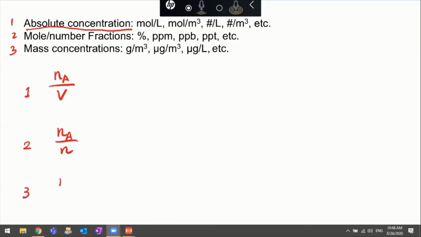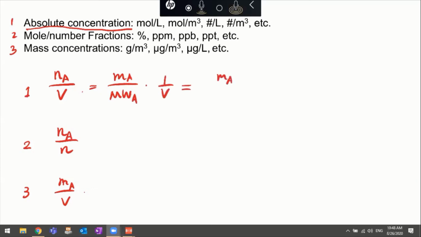The third one is quite straightforward. It's m_A divided by V, the mass concentration. So how do we convert from one to another? It is actually quite easy to convert from 1 to 3, because n_A is just the mass of A divided by the molecular weight of A, multiplied by 1 over V. So that's going to be m_A divided by V multiplied by 1 over the molecular weight of A. So we can convert from 1 to 3.